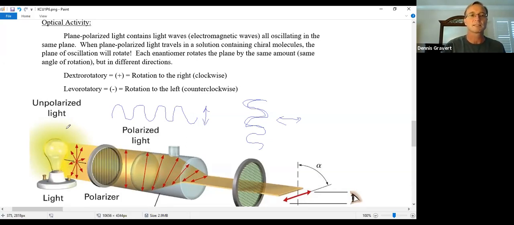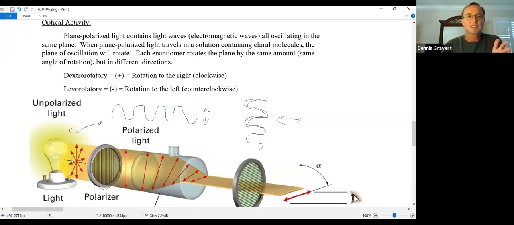As light comes out of the light bulb, it can oscillate up, down, left, right, and all angles in between. It's unpolarized. We have light rays coming out of the light bulb in all different orientations. There's a cool device called a polarizing lens that will block out all the light except for light that's vibrating in the same plane as the polarizer. Now, if you have a polarizing lens, you can't see these lines, but it's helpful to draw them in so you can understand what's happening.